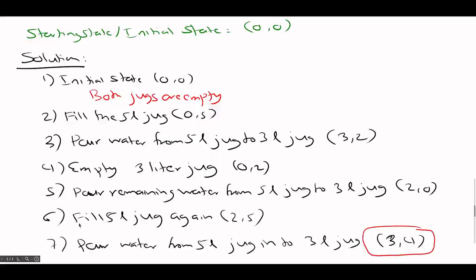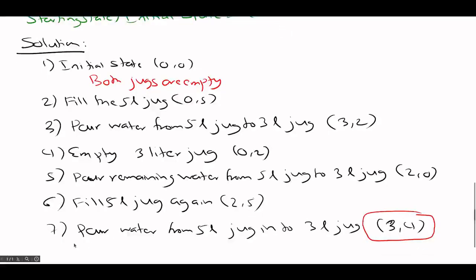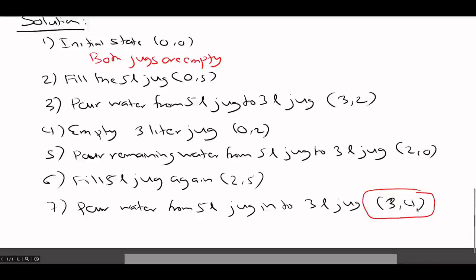In the 6th step, we refill the larger jug completely, which takes our state to 2, 5. And since the 3-liter jug can only hold 1 more liter, as it already contains 2 liters, we pour just 1 liter from the 5-liter jug to fill it up. Now, the state becomes 3, 4. And there we have it. The 5-liter jug now holds exactly 4 liters of water, which is our target.